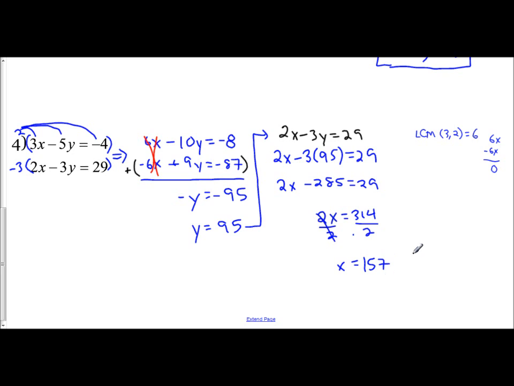And so then I have my x and y coordinate. I have my solution, 157 and 95 as my coordinate.